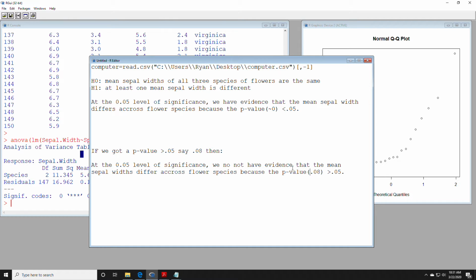It's just that we don't have enough evidence to say that they're different. Maybe they're different, maybe they're not, but our test was inconclusive. So again, a large p-value is basically indecision. We don't necessarily have a nice conclusive decision, whereas when we have a p-value less than our significance level, we have a decision. It doesn't mean it's the right decision, but it is at least a decision based on our test.